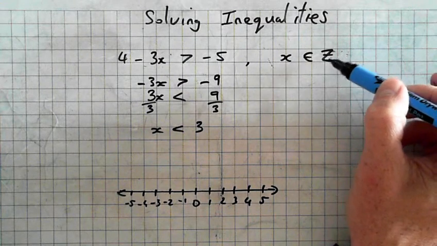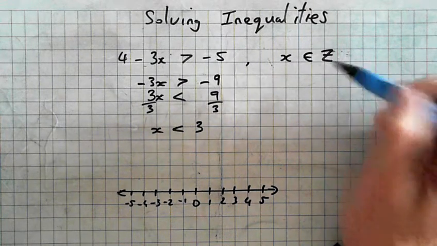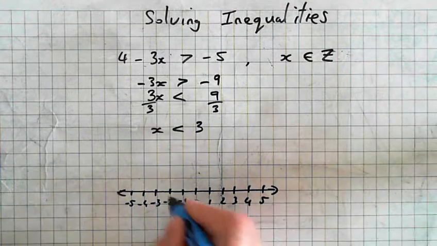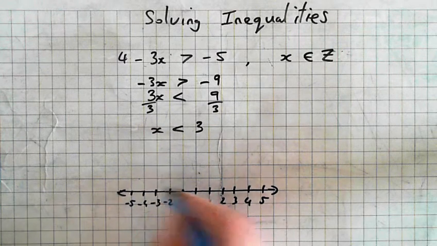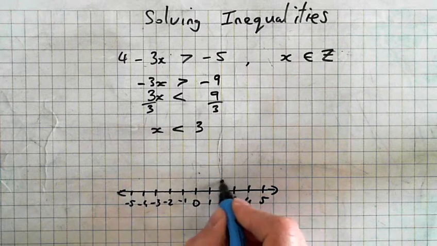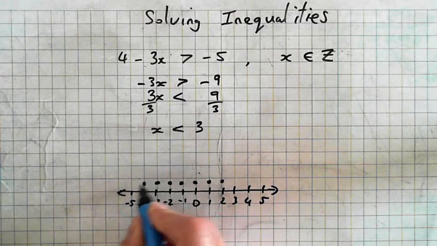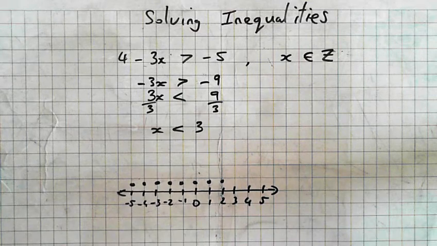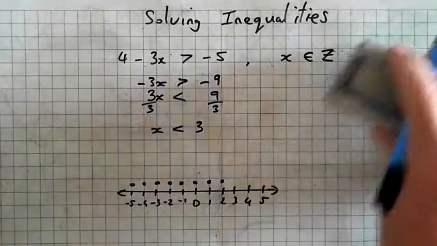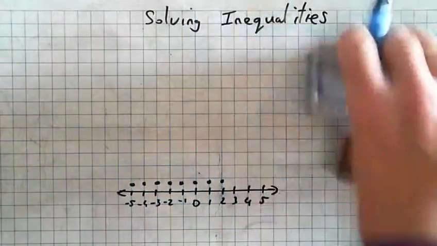x is an element of z. For n's and z's I draw dots. x is less than 3. There's 3, 2, 1, 0, minus 1, minus 2. Okay, dots. There you go. We'll do the next example. That's not too bad, is it?